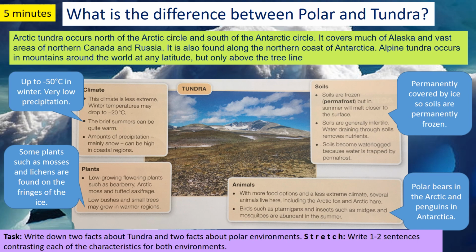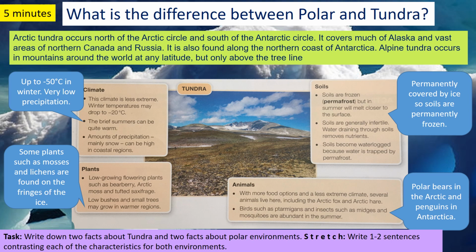Okay, and animals. There's more food options. There's more variety in the food chains and food webs in tundra regions. So we do get a larger range of species, a larger range of animals, such as the Arctic fox and the Arctic hare, so giant rabbits. In polar regions, the north and south, we get fewer animals. So polar bears in the Arctic and penguins in the southern hemisphere and Antarctica are the main species that we'd identify with the polar biome.